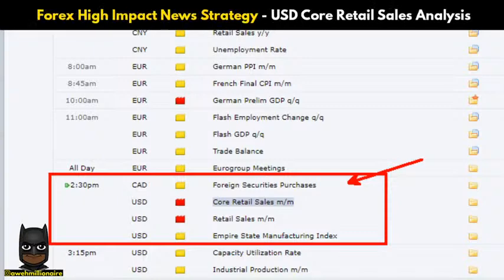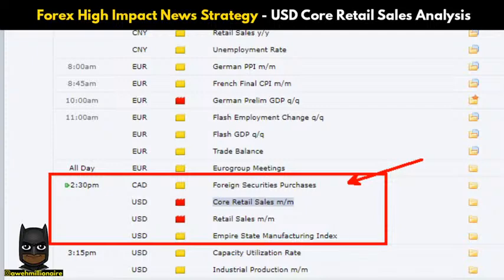Okay, and today what we are going to be looking at, as you can see, is another smart trader high impact news analysis. It's Friday the 15th of May, and at 2:30 p.m. we've got high impact news on the dollar. We've got core retail sales coming out and retail sales on the dollar. And this is another high impact news strategy, another smart trader analysis.